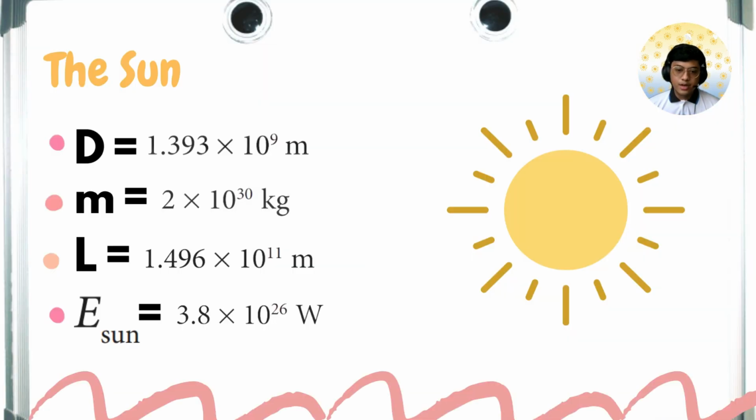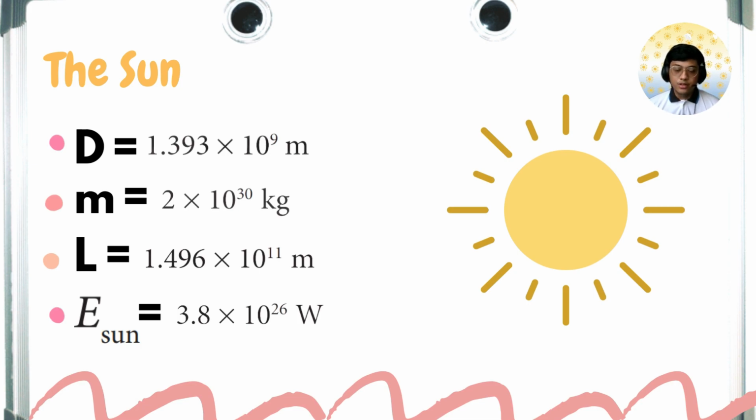The Sun is a nearly spherical body that has a diameter of 1.393 times 10 raised to the 9th power meters, a mass of 2 times 10 raised to the 30th power kilograms, and is located at a mean distance of 1.496 times 10 raised to the 11th power meters from the Earth.